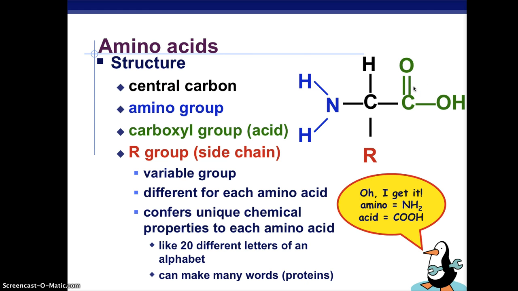What's different is the R group. So coming off of the central carbon, we can add all sorts of different side chains, which gives the identity to our 20 different amino acids.